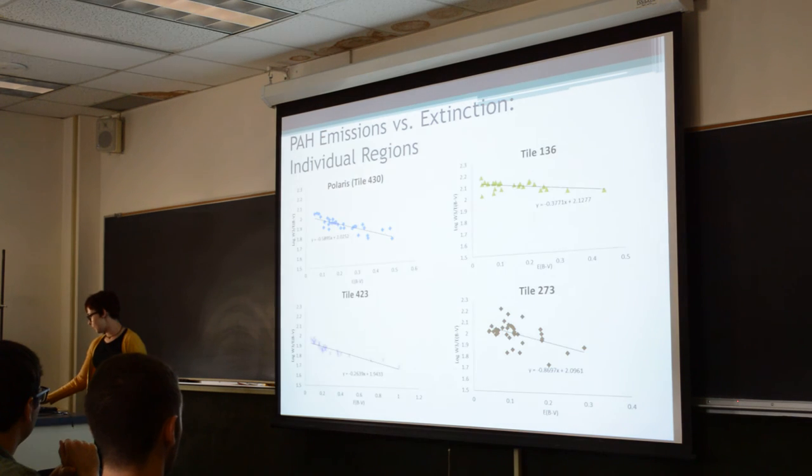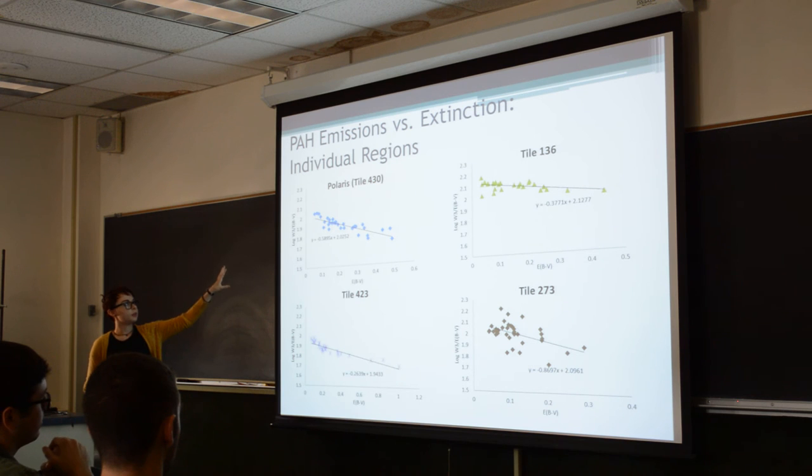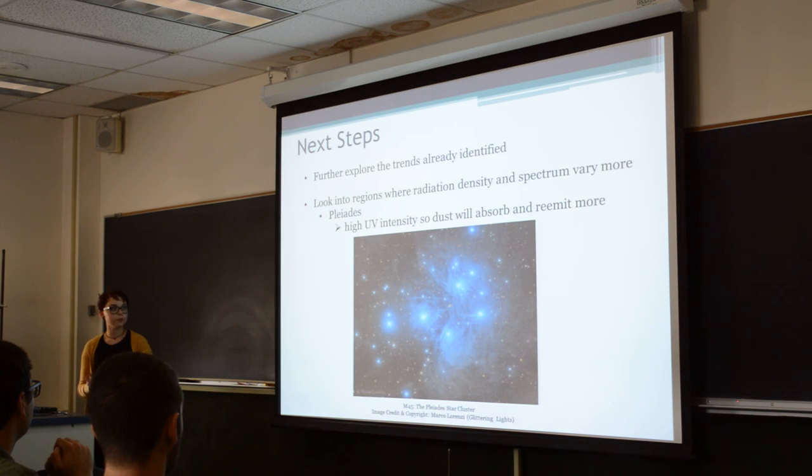This is more evident when we look at each region individually, and these are the log plots of the PAH emissions versus the E(B-V). So you can see this exponential decay in all of these different ones. And this tells us that not only is the energy density changing in these regions, but so is the spectrum, because UV photons are more susceptible to extinction, so we see a lot less of them when we have more extinction.